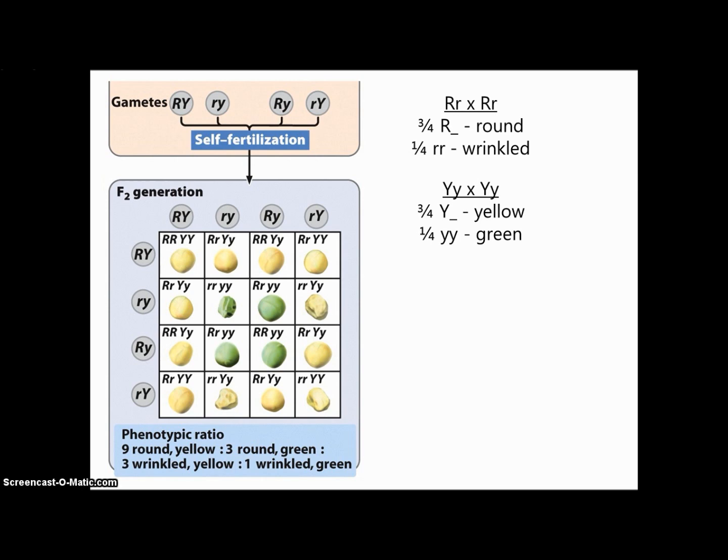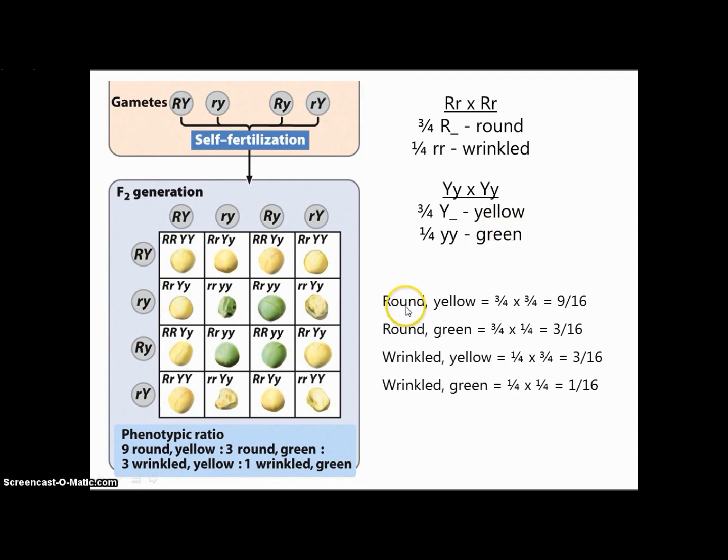And we've got 3/4 expected from the R locus for a big R, for round, and 1/4 wrinkled. At the Y locus, we expect 3/4 to be yellow, 1/4 to be green. If we want to calculate how many we expect to be round and yellow, round and green, wrinkled and yellow, and wrinkled and green, we are calculating these individual probabilities for the individual crosses.